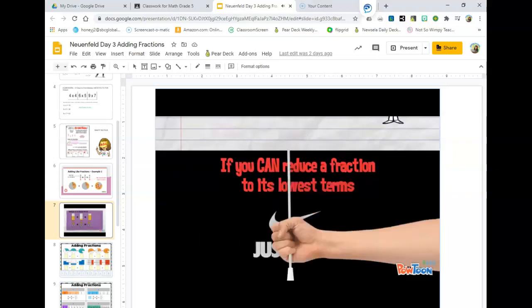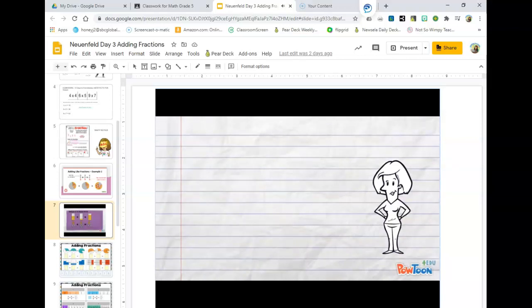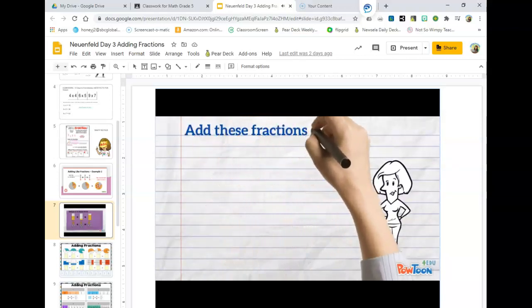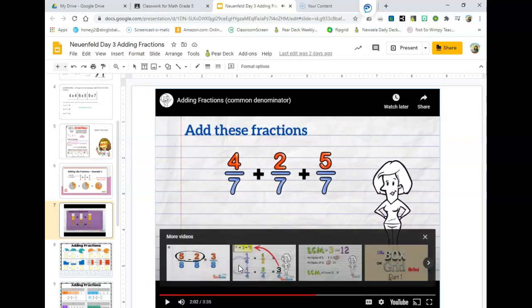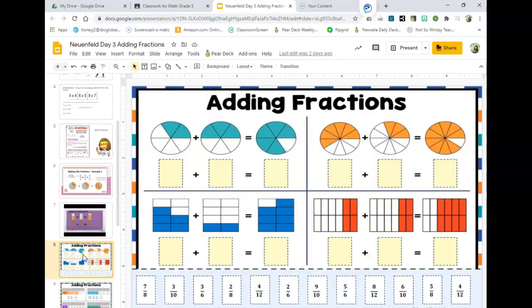And you may be asked to add more than 2 fractions together, like this. 4/7 plus 2/7 plus 5/7. We are not going to ask you to do that quite yet, so I'm going to pause the video right there. Let's go ahead and work through our examples now.